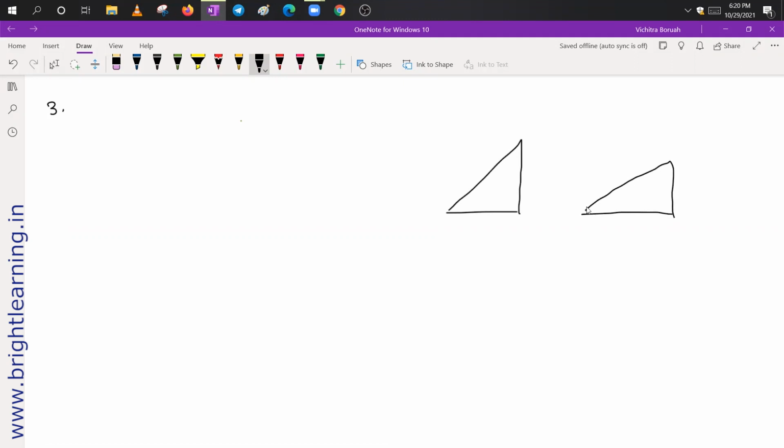Okay. So 2 slides. One is for children below 5 years. So suppose this slide, it is for children below 5 years. And suppose this slide, it is for elder children. Okay, for elder children.